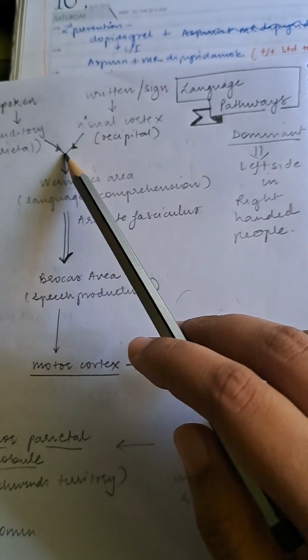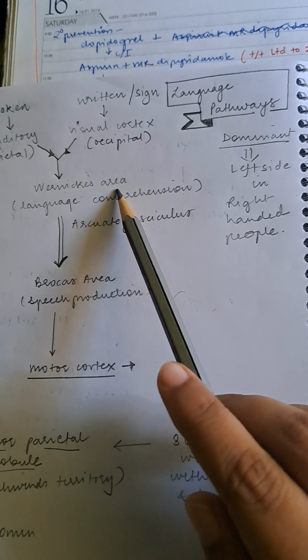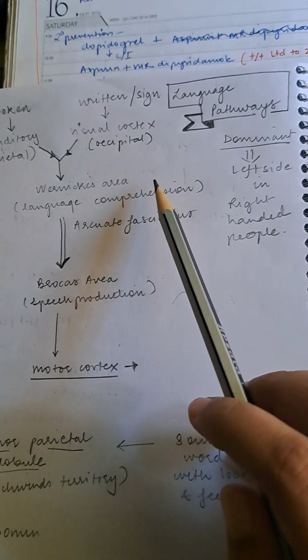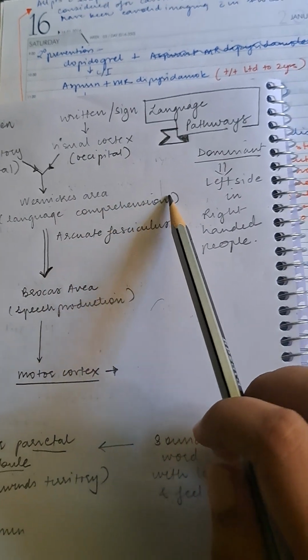Now, these two signals are sent to the Wernicke's area, which is in the superior temporal gyrus, and it is supplied by the inferior division of the middle cerebral artery. Also, the Brodmann's area 22.